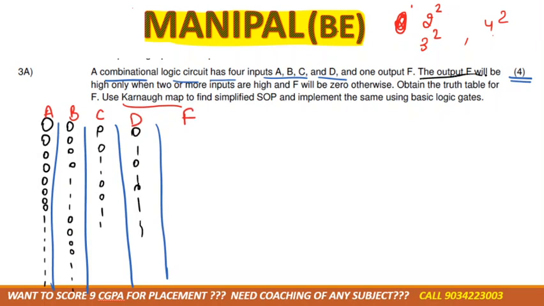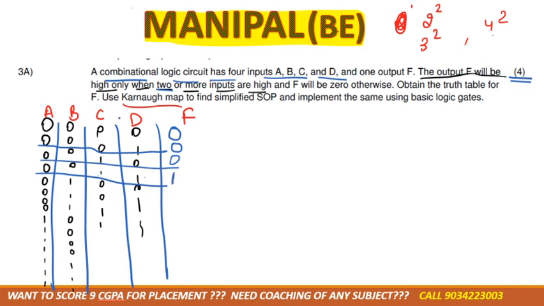Now, the output F will be high only when 2 or more inputs are high. Okay, like see, in the first case, all are 0. So output is low. Low means 0. In the second case, there is only one high input. In this case also 0. In the third case also there is one, so there is only one here, so this is also 0. Now in the fourth case there are two ones, as they said 2 or more, so there are two, so it will be 1.